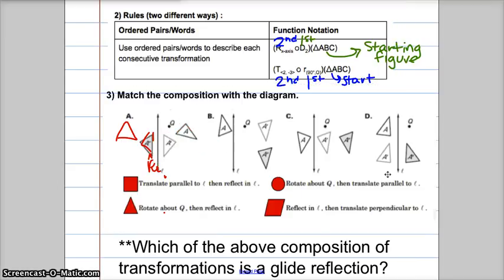Look at letter B. We have A, we have A prime, and then we have A double prime. So let's see. A rotation happened. That's how the orientation from the point up here, it rotated to be over to the second A, or to A prime, and then a translation or a slide. So it's the circle.